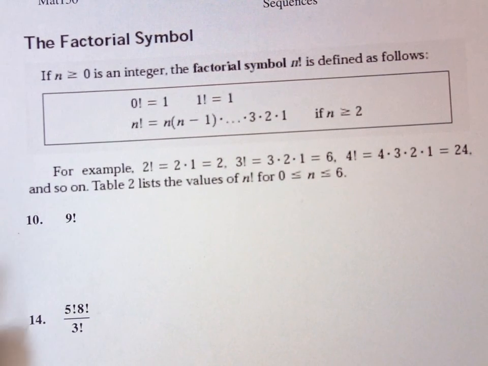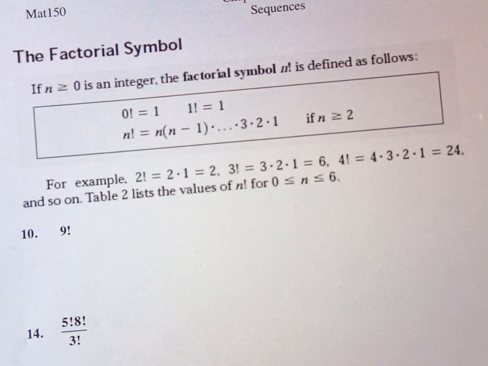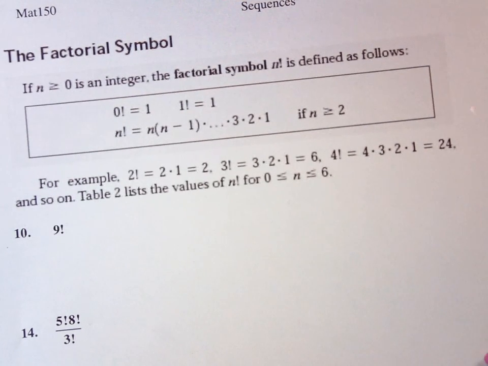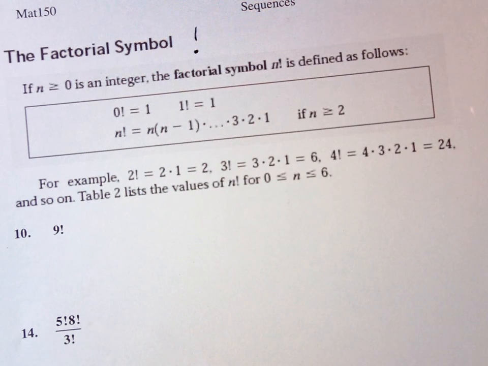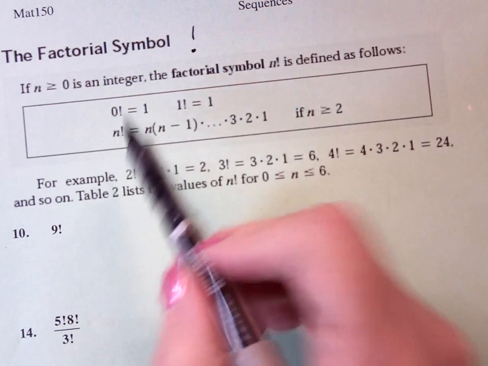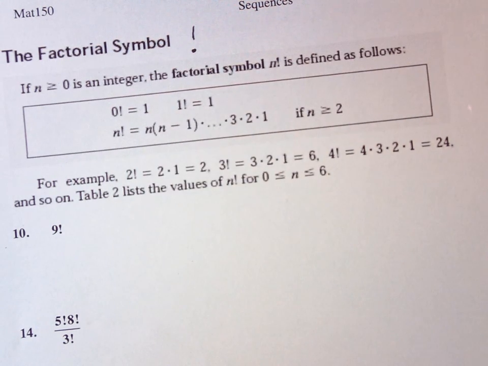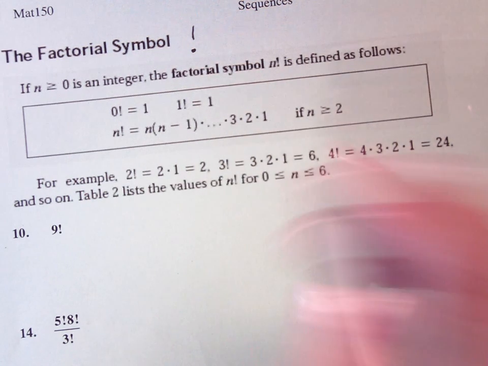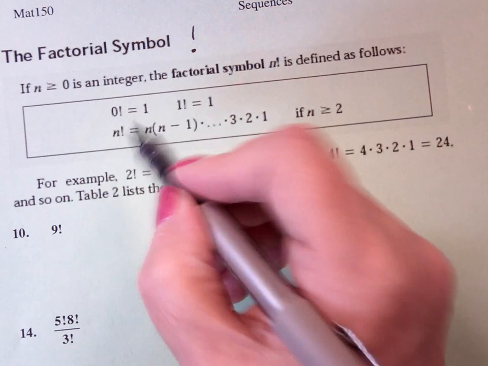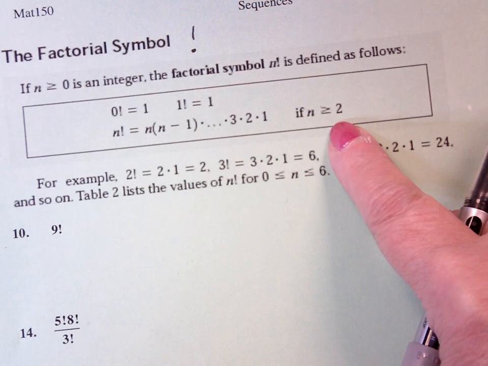So we start out with something called the factorial symbol. And the factorial symbol is just an exclamation point. That's all it is. And what that means is this. You define 0 factorial to be 1, and that's by definition, and 1 factorial is 1. That's also by definition.